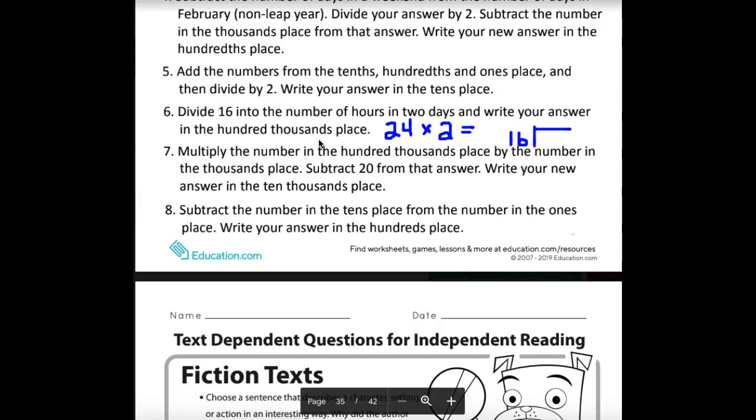Okay? All right, number 7, multiply the number in the hundred thousands place by the number in the thousands place. Subtract 20 from that. Write your new answer in the 10,000s place. Okay? Subtract the number in the tens place from the number in the ones place. Write your answer in the hundreds place. Well, this is kind of fun, so I hope you have fun with that.